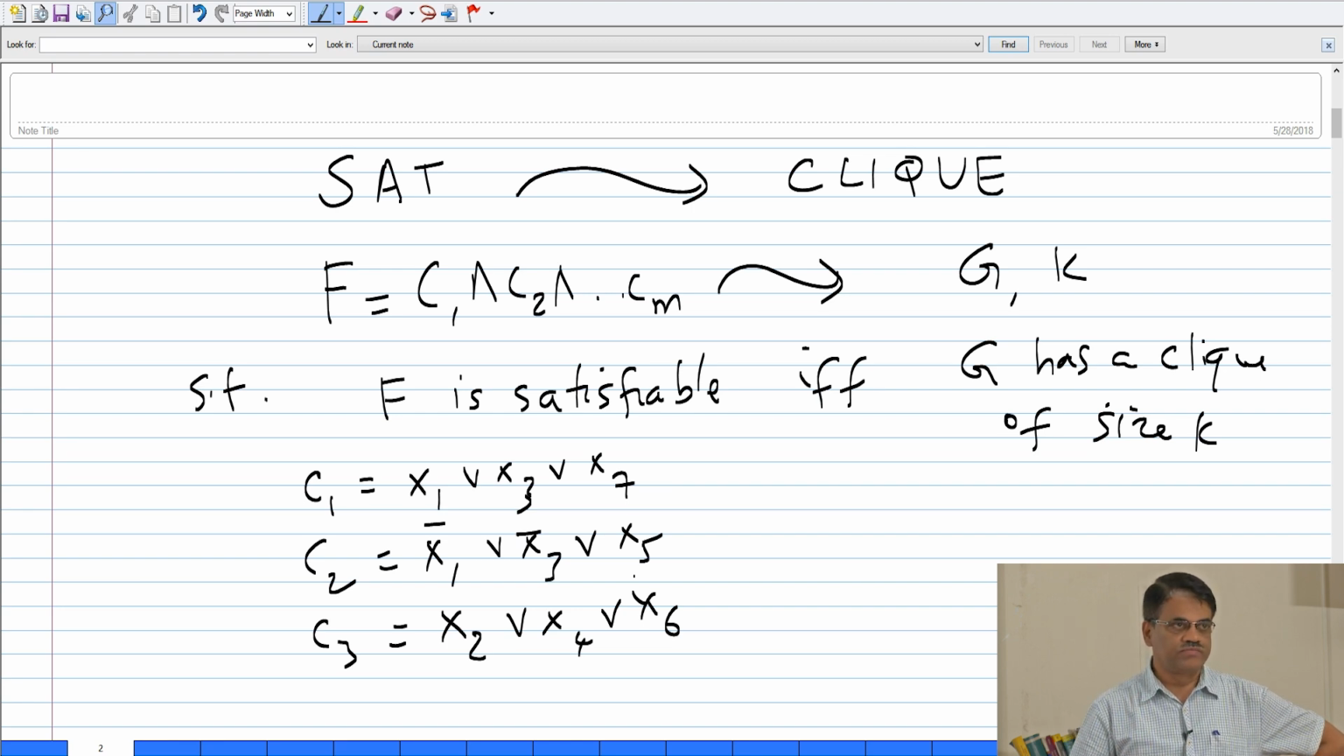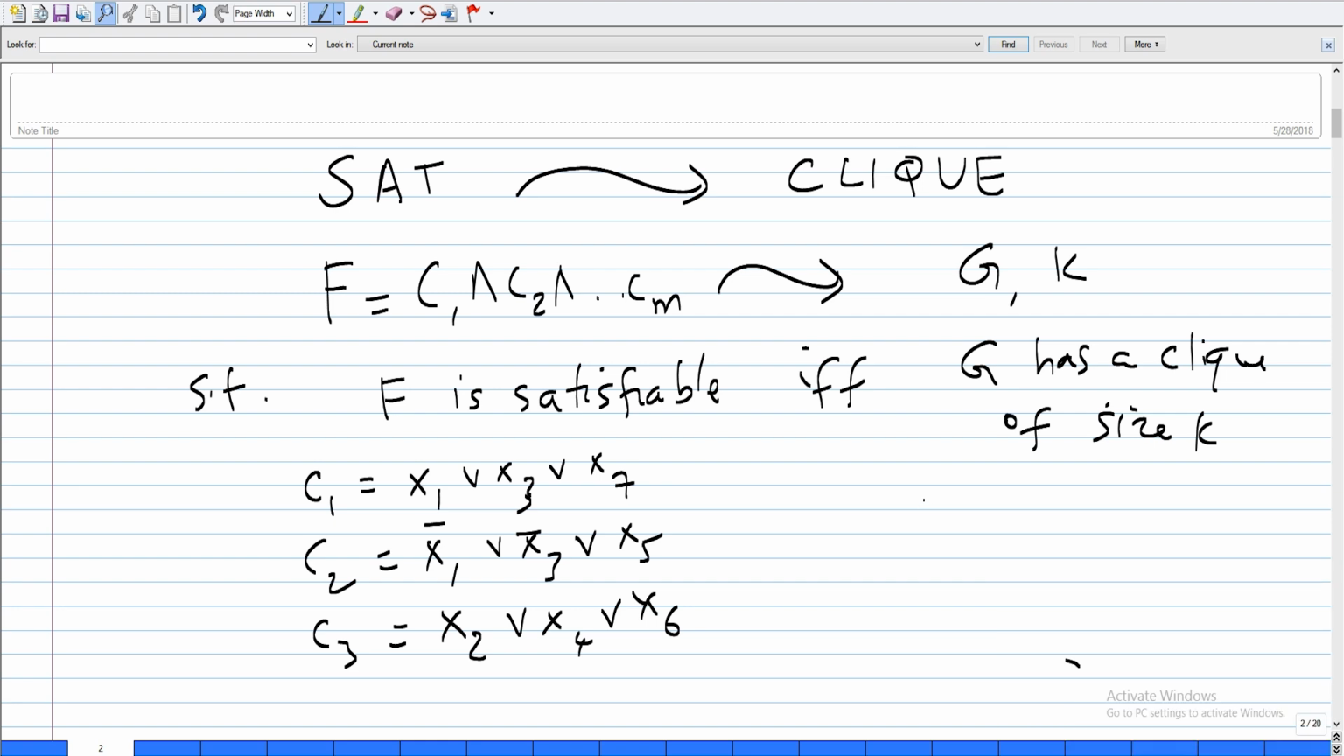You are given this formula with some M clauses. I am going to construct the following graph. Remember, that's our goal, right? From the formula, our goal is to construct a graph with this property. So let's make the following attempt at this graph. I'm going to say there is V1, V3, V7, V1 bar, V3 bar, V5, V2, V4, V6. So I'm going to construct a graph with these vertices. Even if V1 appears again somewhere else, let's do an example. Let's say X7, then I will also have a V7 here. Multiple copies of a vertex.